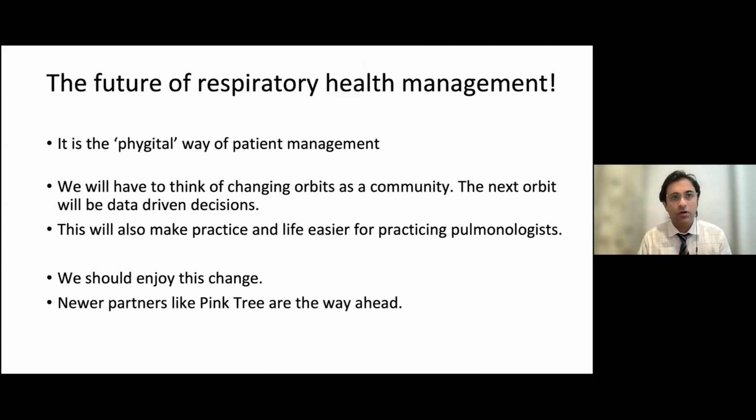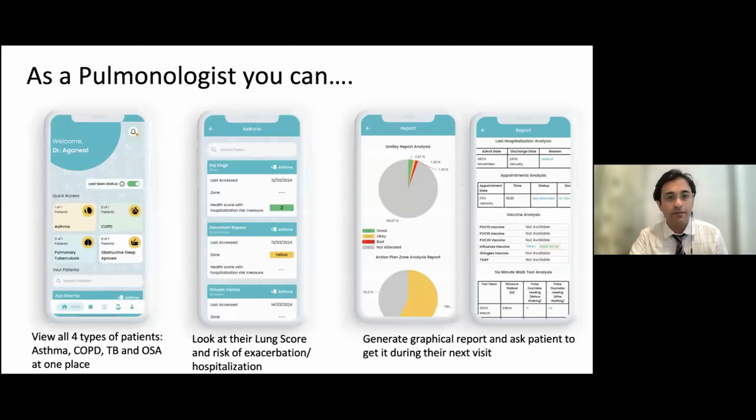Here, we'll have to not just rely on patient's memory, as Professor Paul Jones was saying, but also on the data provided by the patient. This will also make the practice and life easier for us pulmonologists, and we should enjoy this change. And here we have new partners like Pinktree who are helping us in the way ahead.